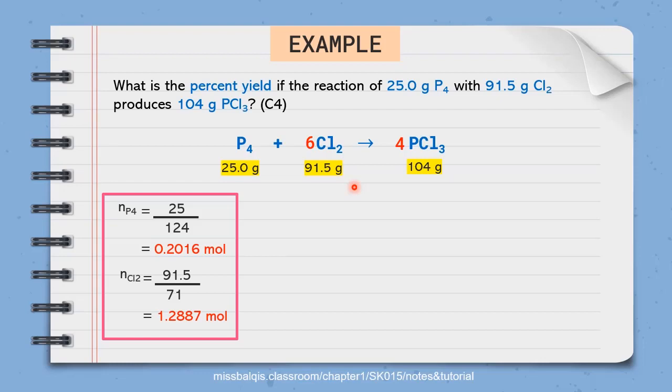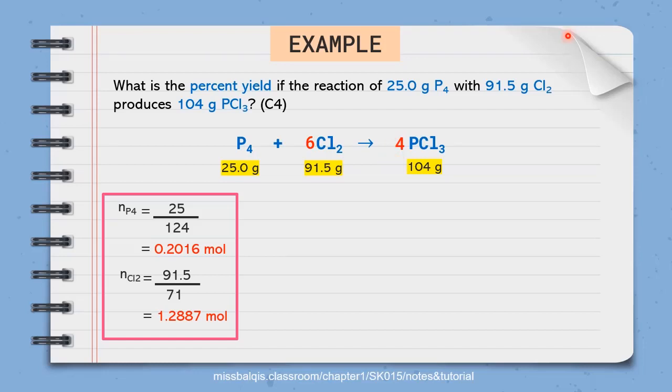Can we already take the smallest number, P4, as the limiting reactant? No, we need to apply the method we have learned in the previous page, where you're going to choose reactant-reactant or reactant-product comparison. It's all up to you, but since the question is already asking for product, then let's just go for the reactant-product comparison.